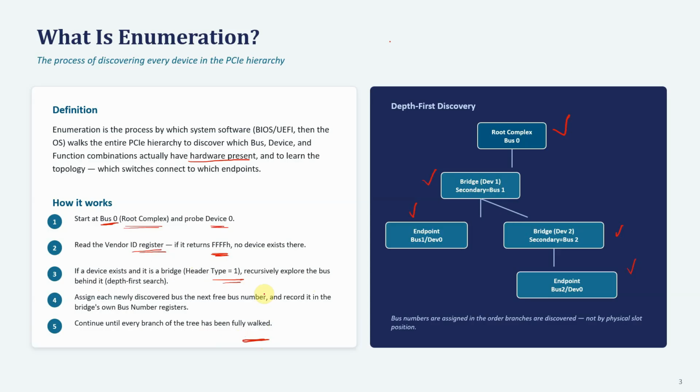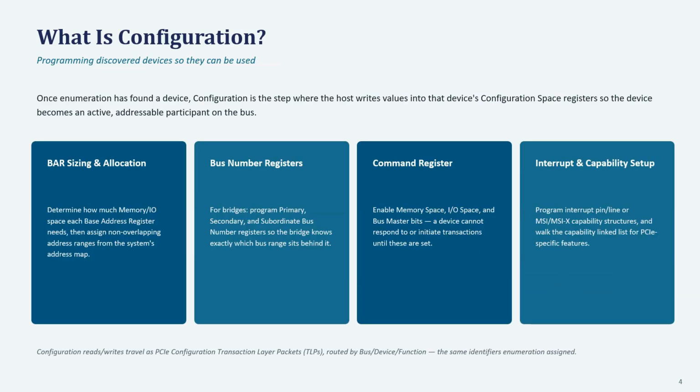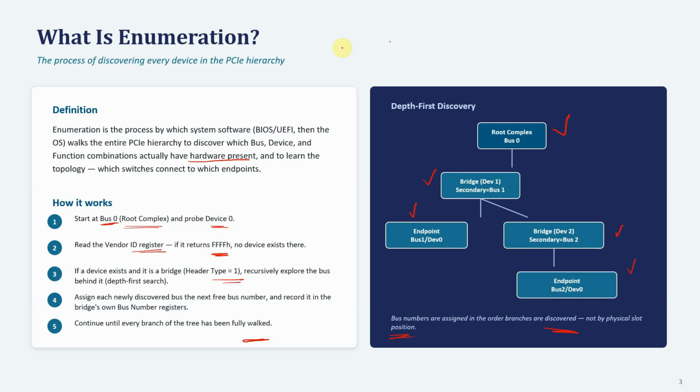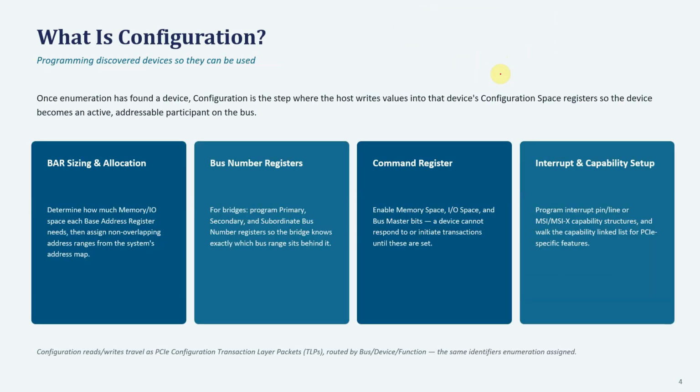So this is nothing but my enumeration, and the bus numbers are assigned in the order branches are discovered, not by the physical slot position. So this is the process of enumeration where it is going to discover every particular thing. Now, we also need to know what is known as configuration. In the case of enumeration, we are going to basically decide three particular things: bus number, device, and function. It is known as BDF. So, these are the three terminologies my enumeration is going to discover.